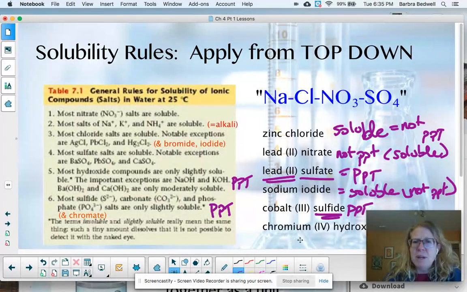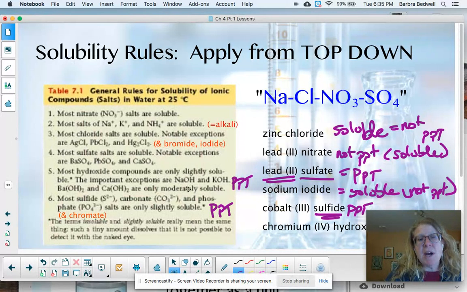Okay, and then our last one, chromium 4 hydroxide. That's what it says behind the little video image there. Sorry, chromium IV hydroxide. So again, top down. Rule number 1, nitrates, doesn't apply. Rule number 2, sodium potassium, doesn't apply. Rule number 3, chloride salts, doesn't apply. Rule 4, sulfate salts, doesn't apply. Rule 5, hydroxide compounds. Okay, hydroxide compounds are only slightly soluble, so that could be our precipitate.